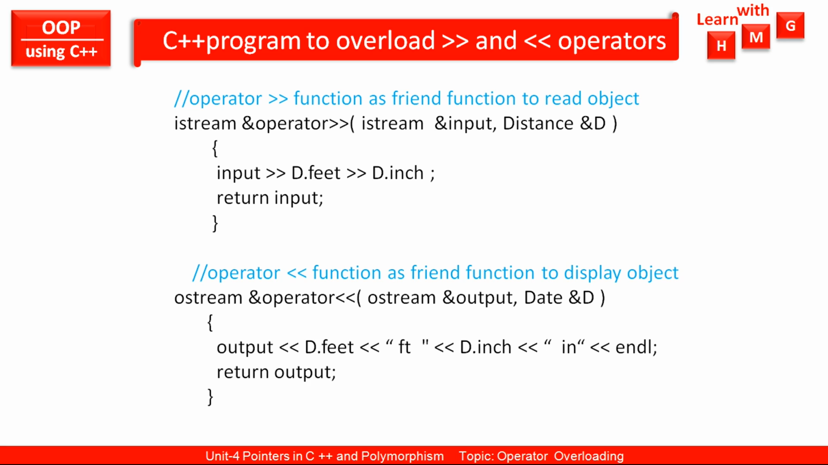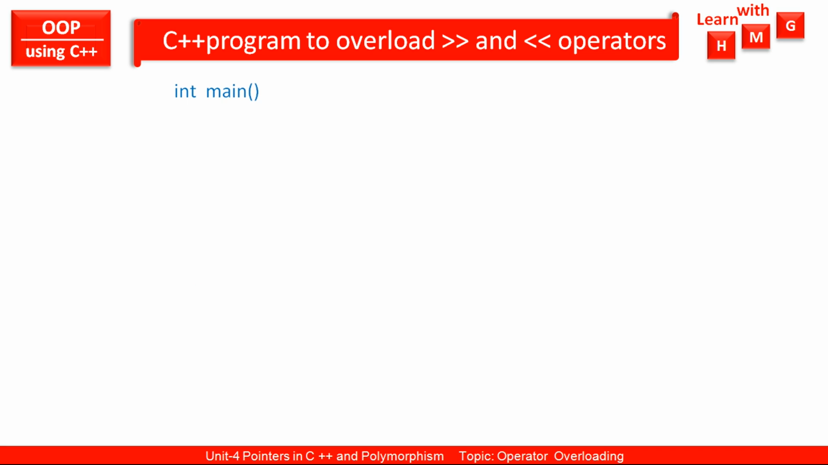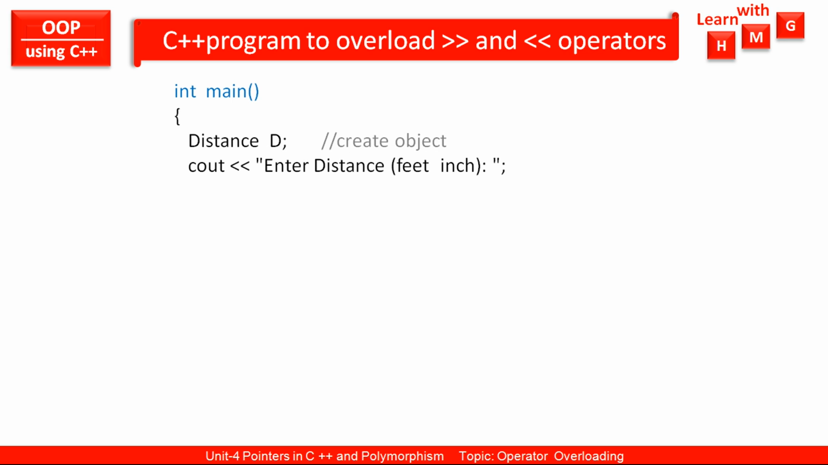So here the output object is used just like our cout object, and it is used to overload this insertion operator. Let us call both these functions in the main function. Here is the main function. Distance D: first of all, create the object, display the message "enter distance in terms of feet and inch", and two values will be accepted.